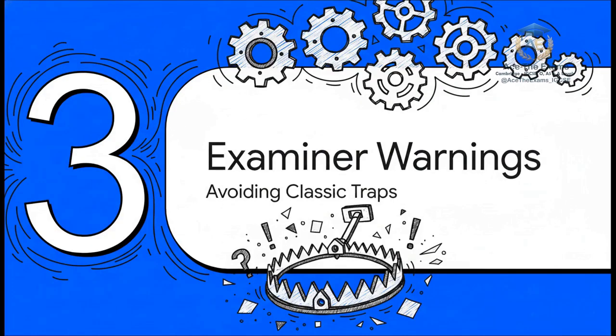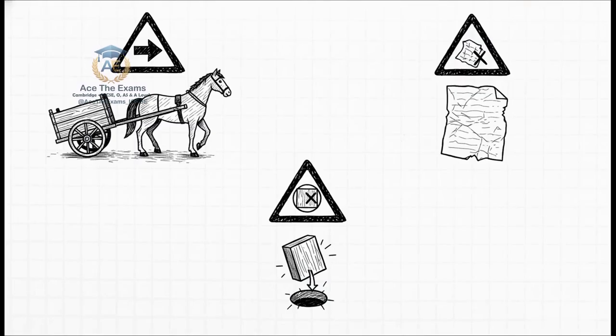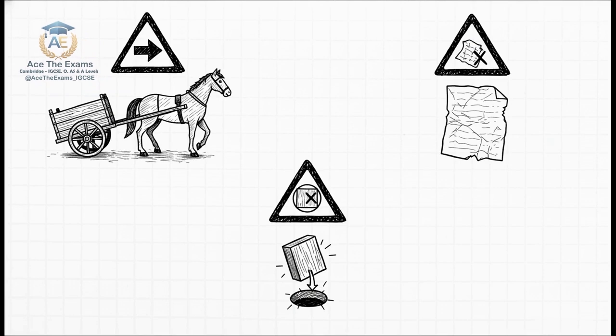Moving into Section 3, Top Examiner Warnings. Avoiding classic traps. Let's look at the bug reports. I need your absolute focus in this beta testing arena because we are looking at the unvarnished truth directly from the principal examiner bug reports. Interestingly, these classic system crashes have very little to do with raw mathematical ability. Here are the top 3 ways candidates leak easy marks.